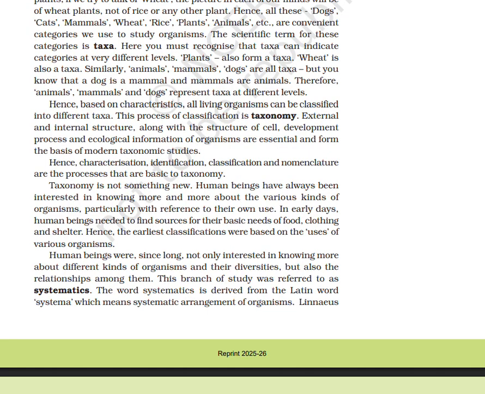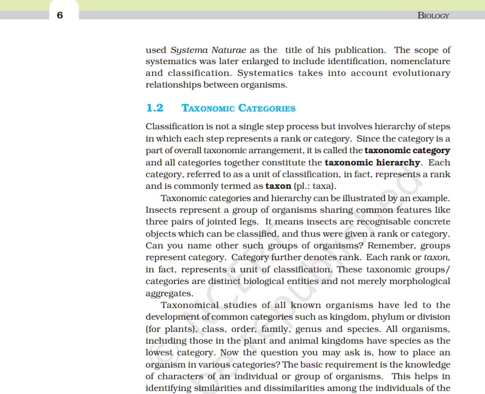The word systematics is derived from the Latin word systema, which means systematic arrangement of organisms. Linnaeus used Systema Naturae as the title of his publication. The scope of systematics was later enlarged to include identification, nomenclature, and classification. Systematics takes into account evolutionary relationships between organisms.